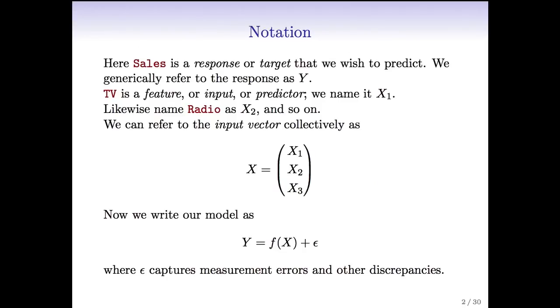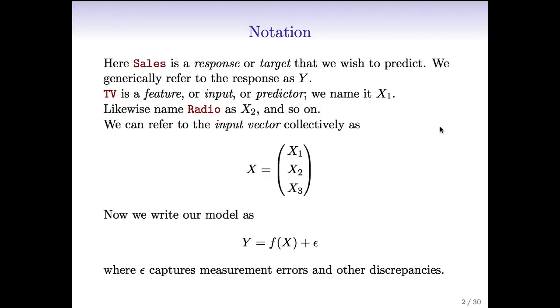Before we get into the details, let's set up some notation. Sales is the response or the target that we wish to predict or model, and we usually refer to it as Y. TV is one of the features or inputs or predictors, and we'll call it X1. Likewise, radio is X2 and so on. In this case, we've got three predictors, and we can refer to them collectively by a vector X equal to, with three components, X1, X2, and X3. And vectors we generally think of as column vectors. So that's a little bit of notation.